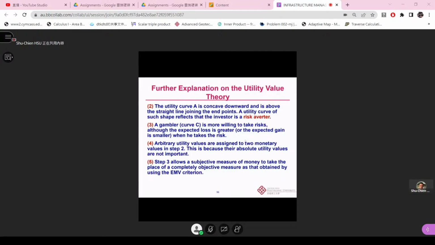And the gambler, like curve C, is more willing to take risks, and the expected loss is also greater, so the expected gain is smaller when he takes the risk. The arbitrary utility values are assigned to the two monetary values in step 2, and this is because their absolute utility values are not important. And step 3 allows the subjective measures of money to take the place of the completely objective measures obtained by using the EMV criterion.